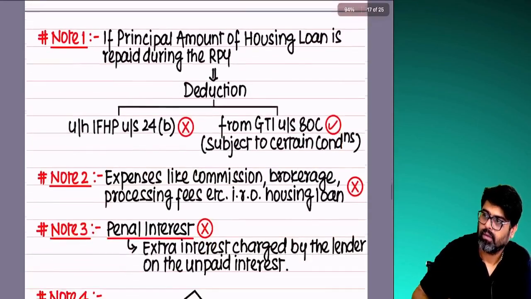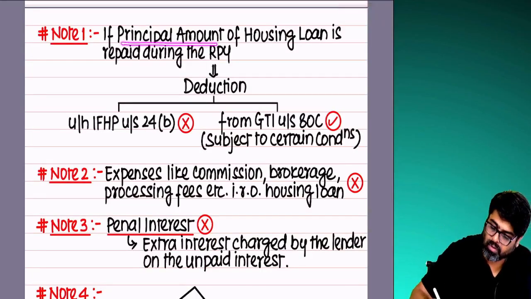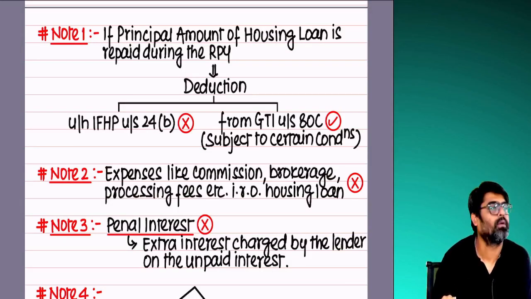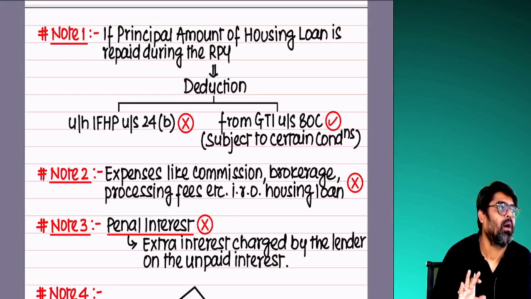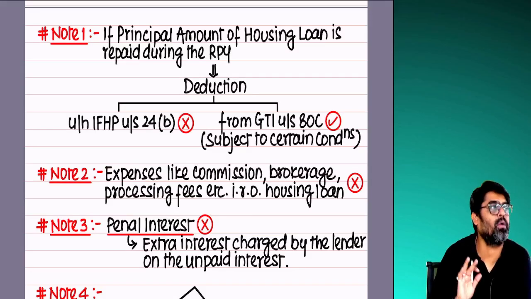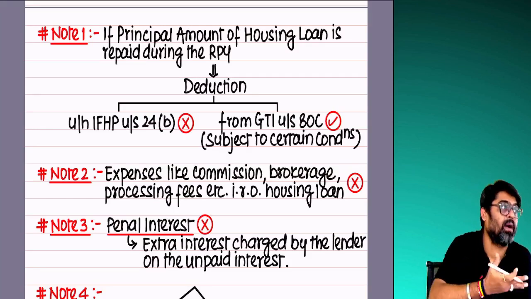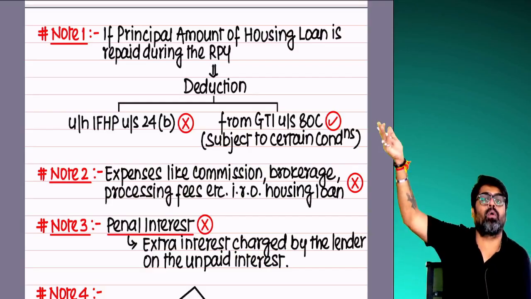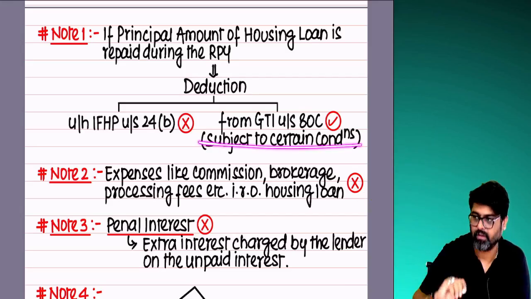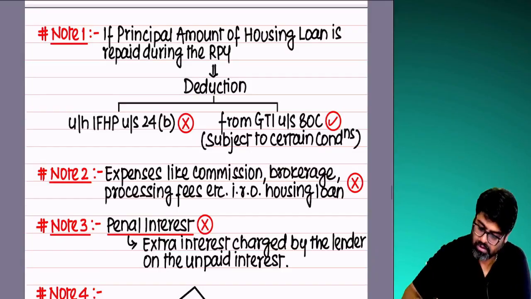Now, a few important points. We were talking about interest. Principal amount of the housing loan will be allowed or will not be allowed? Listen to me. It will be allowed, but not under section 24 clause B under the head house property. It will be allowed from your GTI under section 80C subject to certain conditions. But while calculating house property income, don't consider this, ignore this. Yes or no?